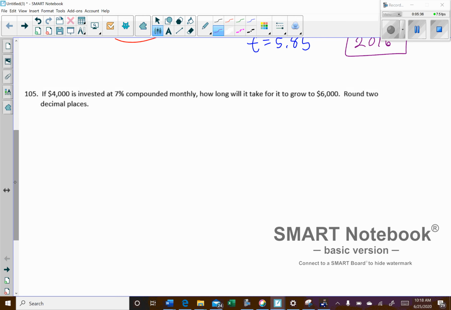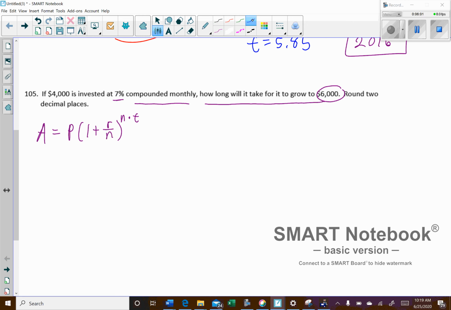Okay, so right here it says if 4,000 is invested at 7% compounded monthly, how long will it take to grow to 6,000, rounded to two decimal places? So first I'm going to write down the formula so we can kind of look at this. So it's going to be 1 plus r over n raised to n times t. Okay, so what do we know? So our investment is 4,000, so that's going to be our P value.